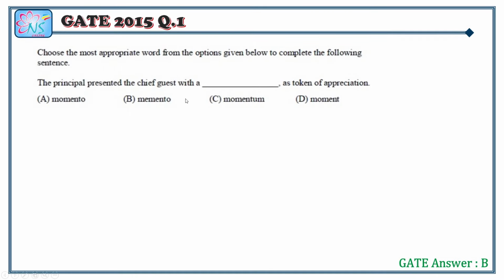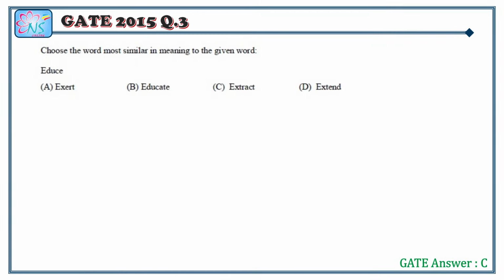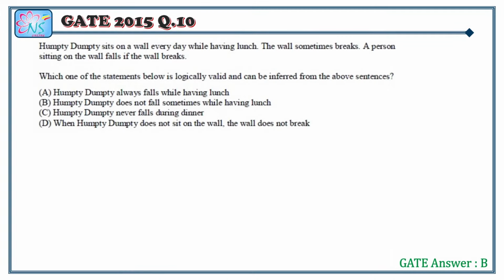And these questions are related to verbal aptitude, which you can solve by yourselves. Okay, we can solve this one question for you. Humpty Dumpty sits on a wall every day while having lunch. The wall sometimes breaks. A person sitting on the wall falls if the wall breaks. Which one of the statements below is logically valid and can be inferred from the above sentences?